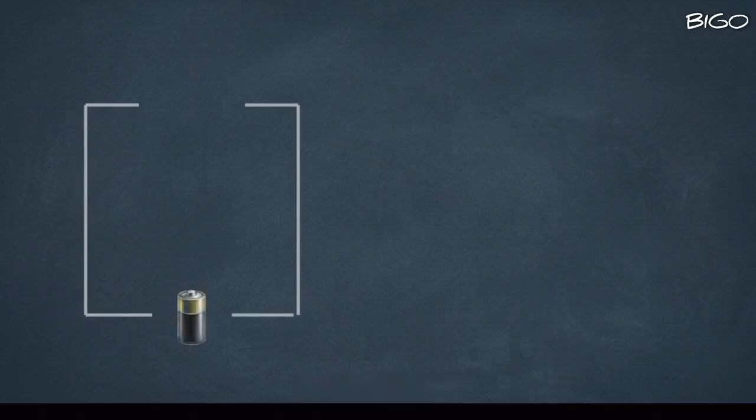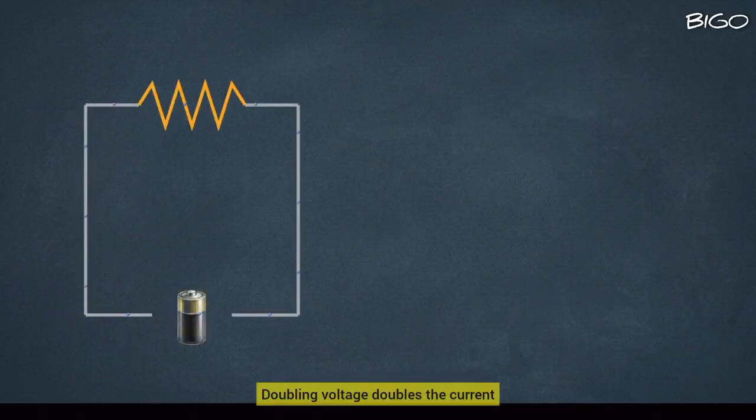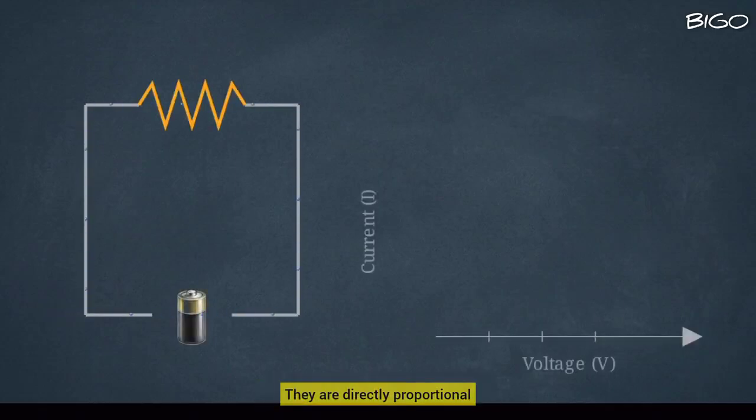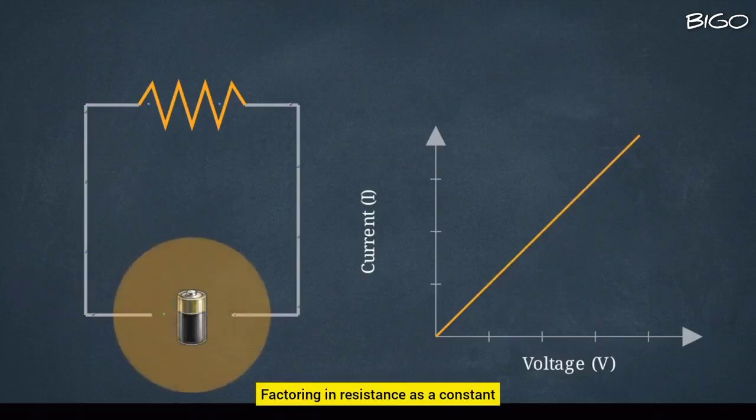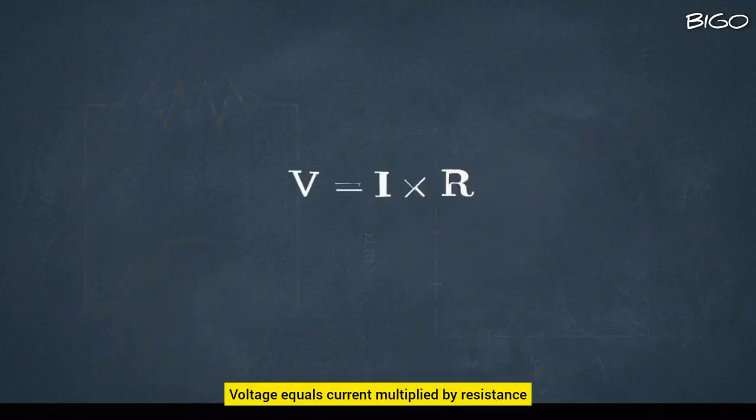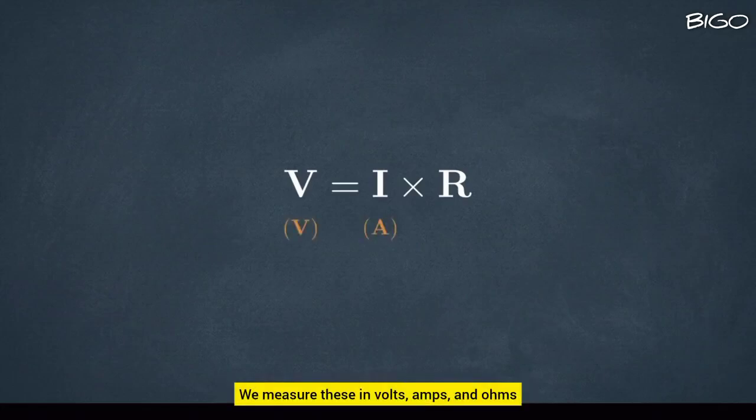Mapping a basic circuit, he noticed a strict pattern. Doubling voltage doubles the current. They are directly proportional. Factoring in resistance as a constant, he created an exact equation. Voltage equals current multiplied by resistance. We measure these in volts, amps, and ohms.